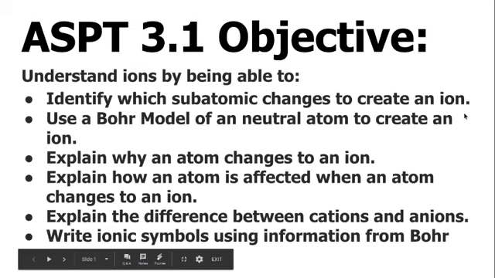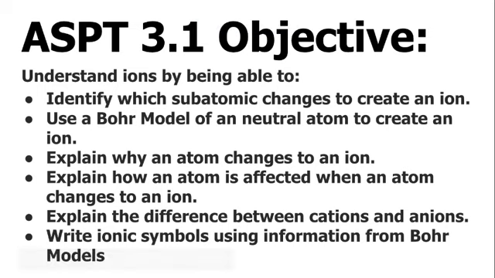ASPT 3.1 is all about ions, and there are 6 key points to the objective. So first, they need to be able to identify which subatomic particle changes when I create ions, being able to create Bohr models of ions from an atom Bohr model, explain why an atom changes to an ion, explain how an atom is affected when it changes to an ion, explain the difference between cations and anions, and writing ionic symbols using information from Bohr models.